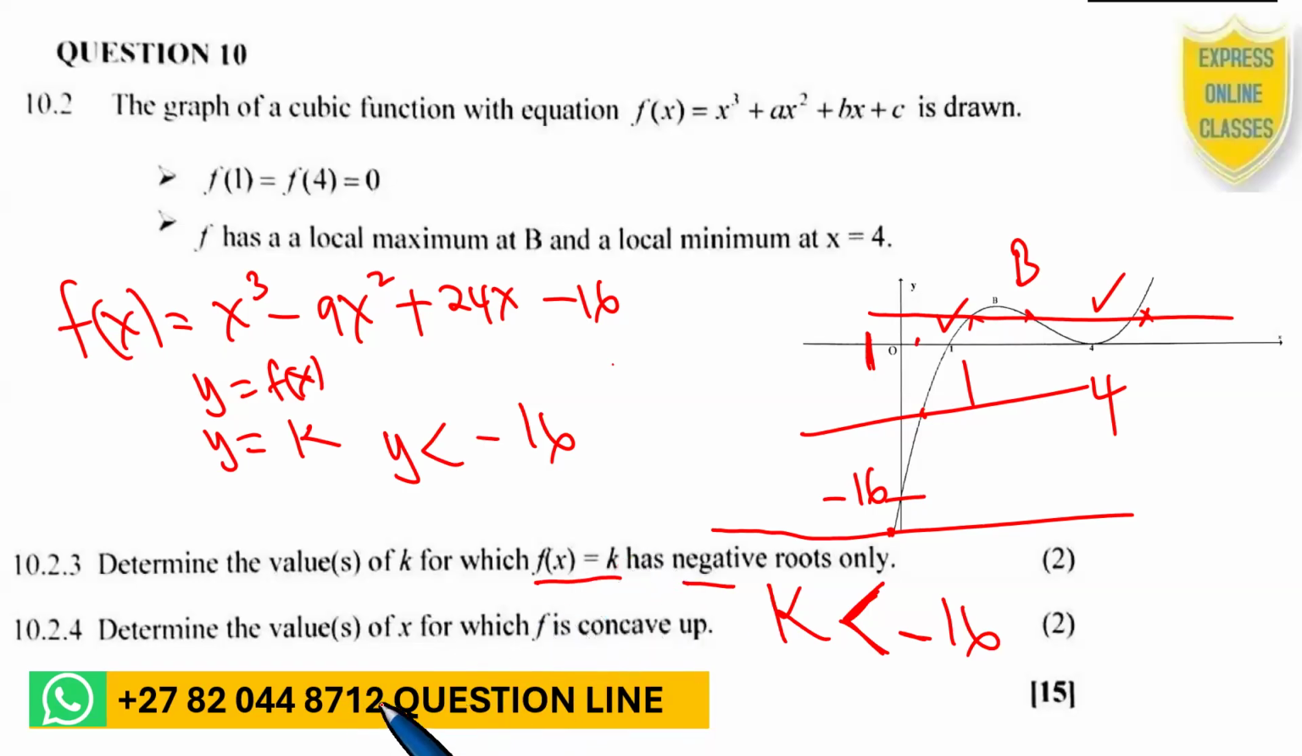Determine the values of x for which f is concave up, for 2 marks. What do you think there? What is the answer?